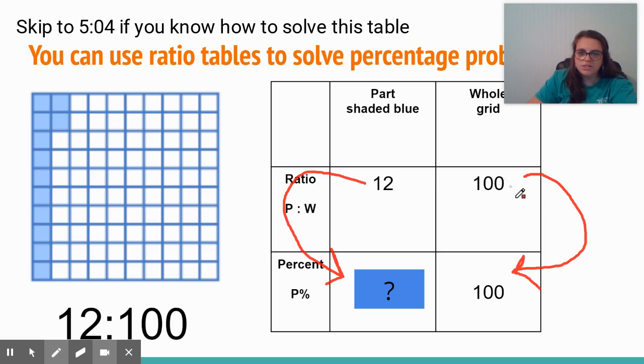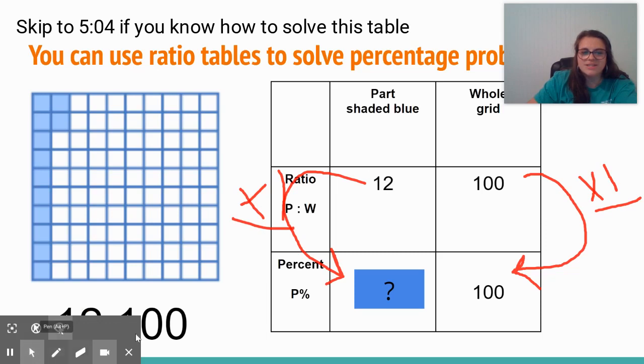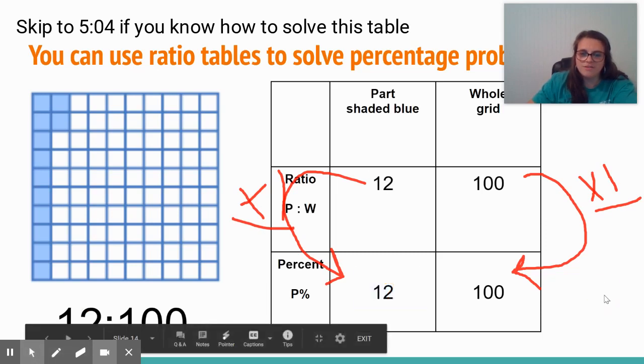And to go from 100 to 100, I'm staying the same. I like multiplication, so I'm going to use multiply. 100 times what gives me 100? Well, anything times 1 gives you the same number. So it's 100 times 1. On the other side, I do the exact same thing. Whatever you do to one side, you have to do to the other. And 12 times 1 gives me, does anybody know what it gives me? 12 times 1 gives me 12.